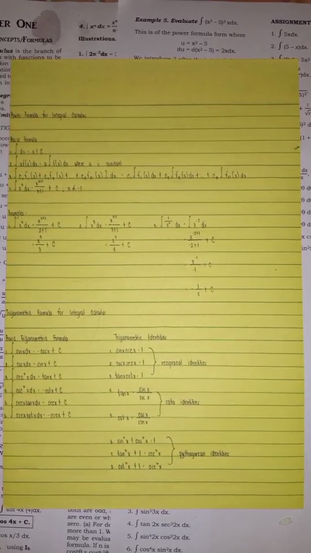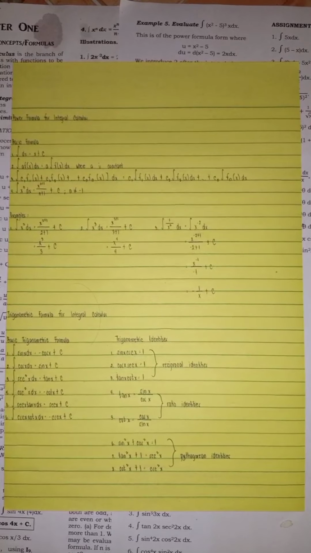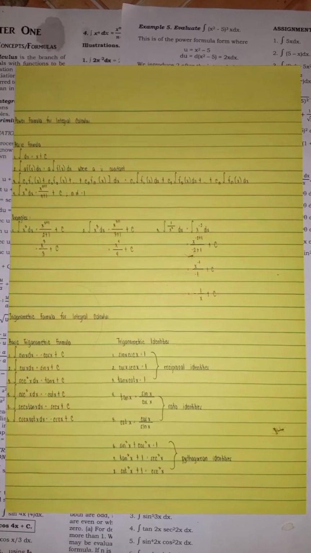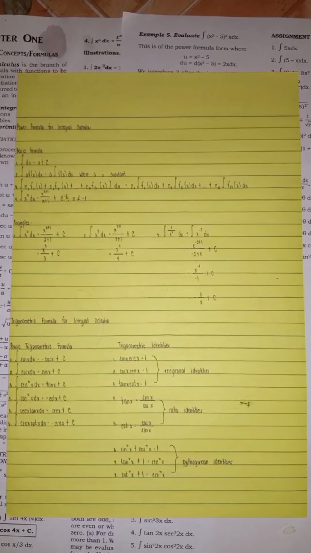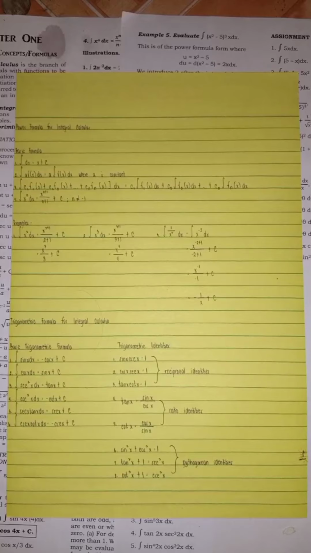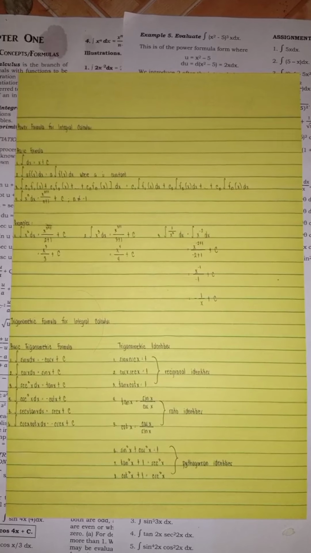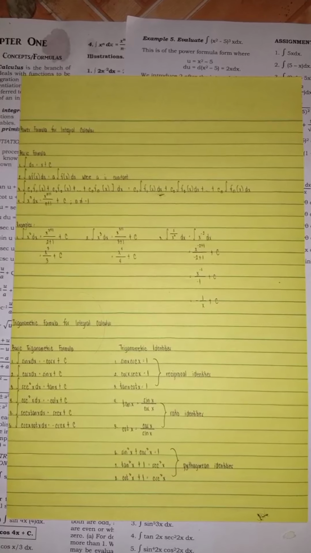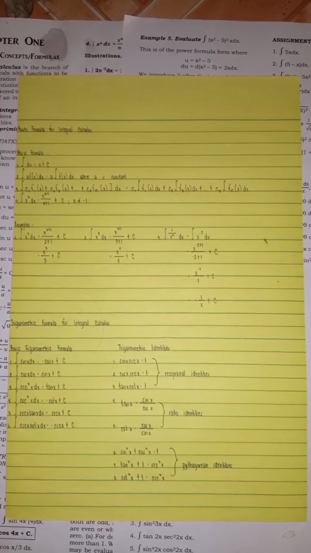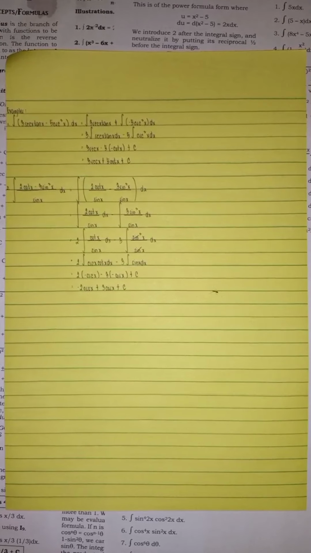Number 6. Sin squared x plus cosine squared x is equal to 1. Number 7. Tangent squared x plus 1 is equal to secant squared x. Number 8. Cotangent squared x plus 1 is equal to cosecant squared x. These three are called the Pythagorean identities. Now, we will solve two examples.